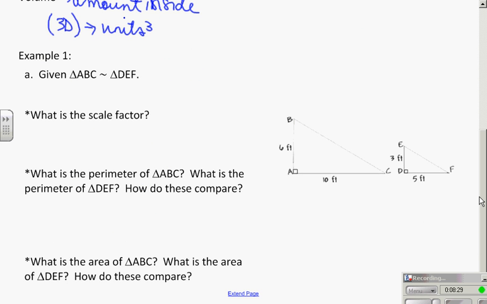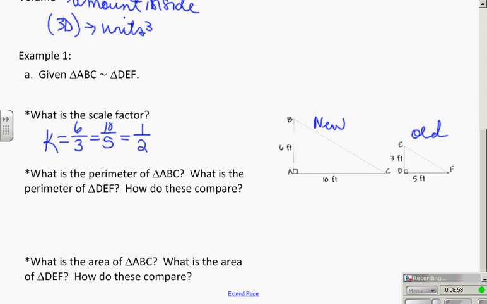If I'm given that ABC is similar to DEF, let's go ahead for consistency and identify this one as our new and this one as our old. The scale factor, which is k, is going to be 6 over 3 or 10 over 5. Both of those are 1/2.